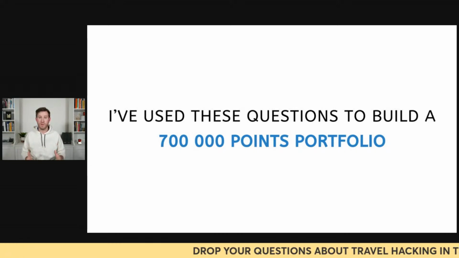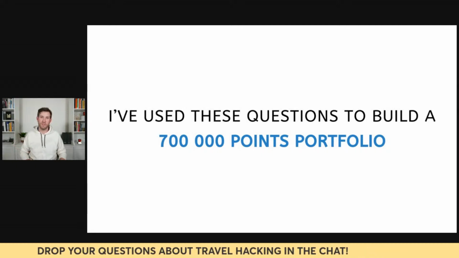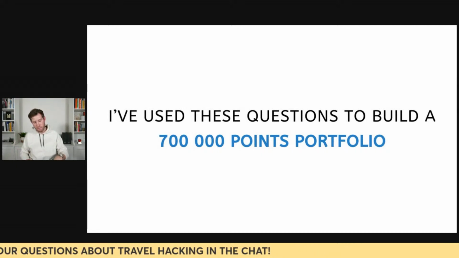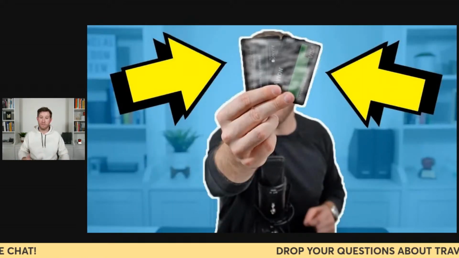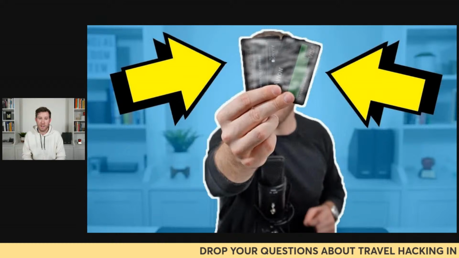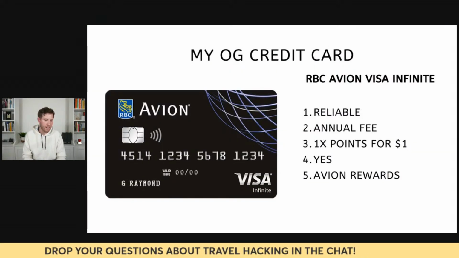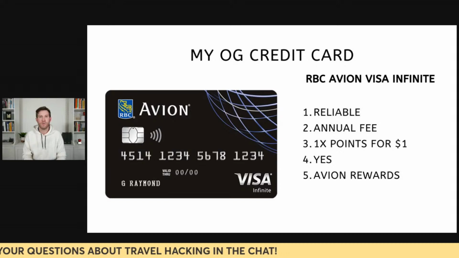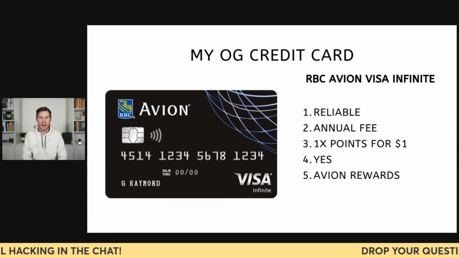And what I'm doing as well is I've set my sights on that 1 million points portfolio. So I want to hit 1 million points. And then after I do that, I'm going to use it for a pretty epic trip. So these are what is in my credit card portfolio. Number one, this is my OG credit card, the original credit card, the credit card that I've had just because this bank was in my hometown, the RBC Avion Visa Infinite.